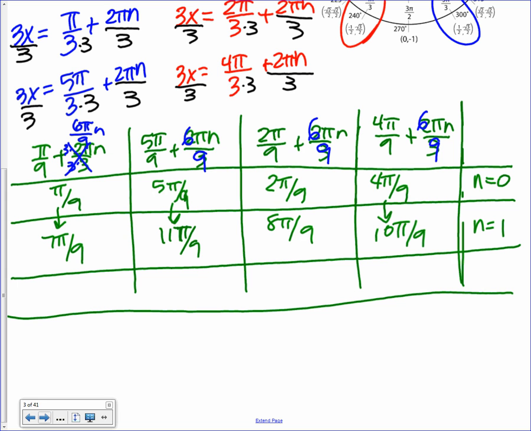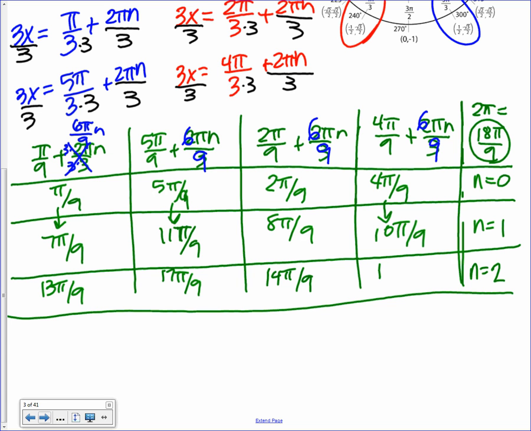Let's go to n equals 2. How far do I need to go, right? I'm supposed to go to 2 pi. Well, 2 pi is equal to 18 pi over 9. And the biggest I've got right now is 11, so I do need to keep going. So add 6 again, this is 13 pi over 9. Add 6, 17 pi over 9. Ooh, that's really close to 18 pi over 9. Add 6, I get 14 pi over 9. Add 6, I get 16 pi over 9.